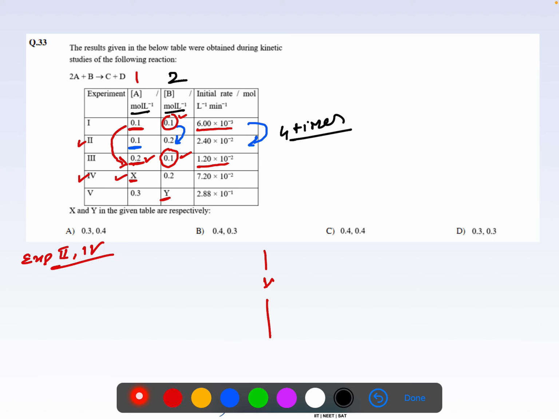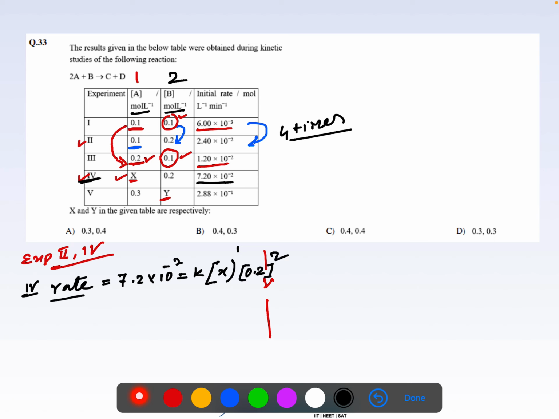Okay, from experiment 4 I write that rate. See, experiment 4 is this. So experiment 4 rate is equal to, what is rate? 7.2 into 10 to the power minus 2 is equal to K into concentrations of A and B. I don't know what is the concentration of A, I take it X. I know the order is 1, and concentration of B is 0.2 and order is 2.